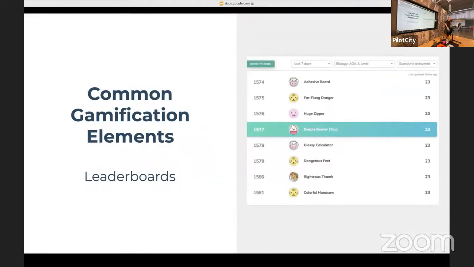And then leaderboards. Anyone ever seen or heard of a leaderboard before? What's an example of something you might use? Yeah, Duolingo has a leaderboard. Quizlet has a leaderboard, right? So you're answering questions, people are going up and down the leaderboards, and you're kind of fighting each other to see who gets to the top.